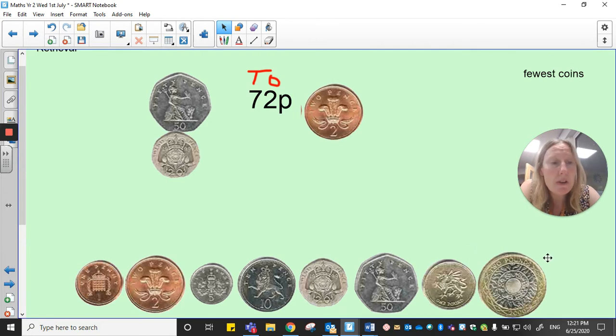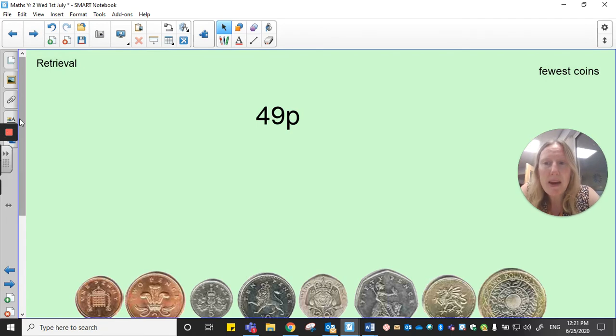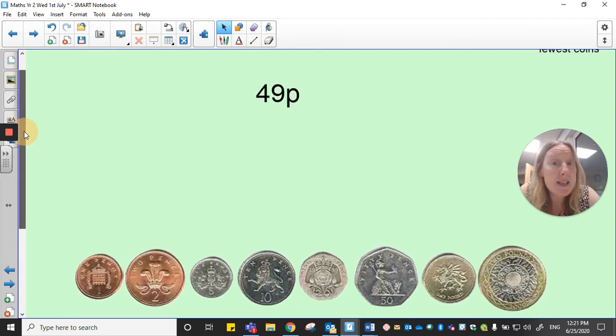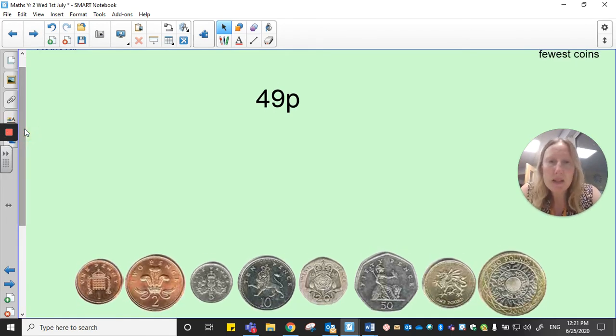So you can see what I did. I started with the largest value coin and then worked backwards. So I'd like you to do the same, please. If you'd like to get out your home learning book, put number 1, and then can you write this amount? The amount is 49 pence. Well done, 49p, 49 pence. P just stands for pence, doesn't it?